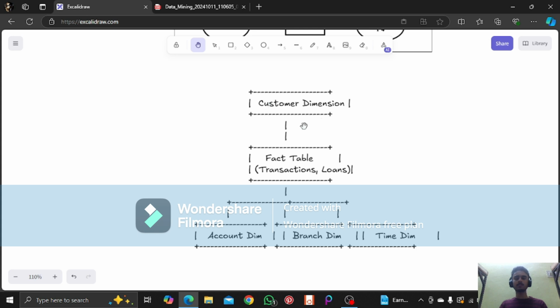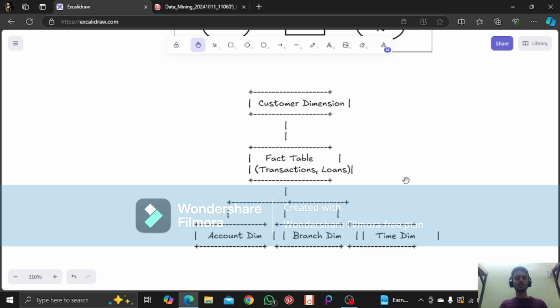Here you can see the customer dimension, which is connected to the central area, that is the fact table, and it is further divided into branches: the account dimension, branch dimension, time dimension, and loan dimension. So now let's talk about the key benefits of using a star schema in banking.